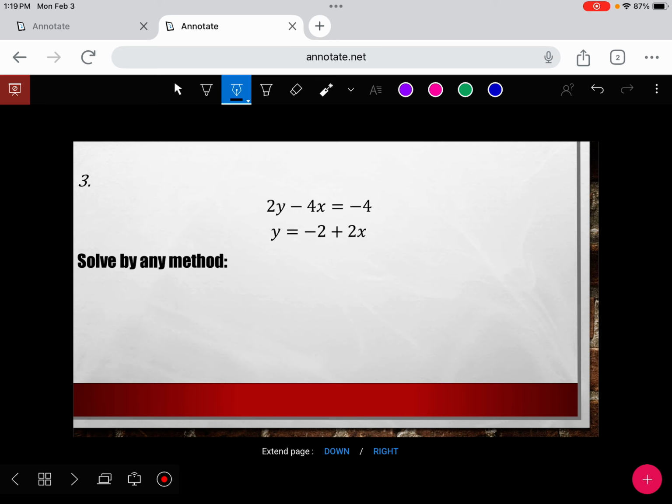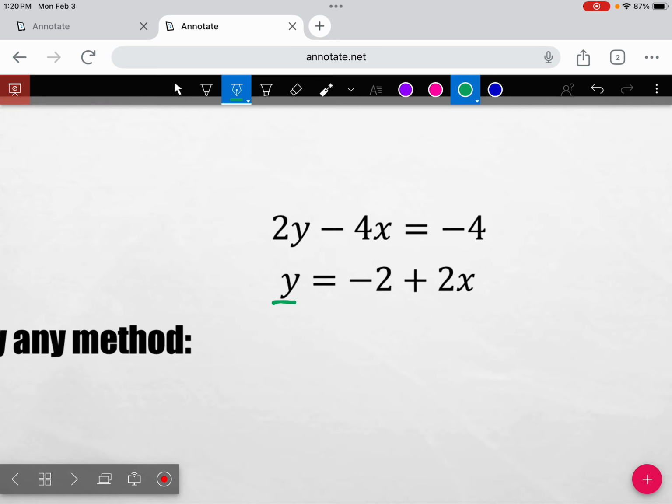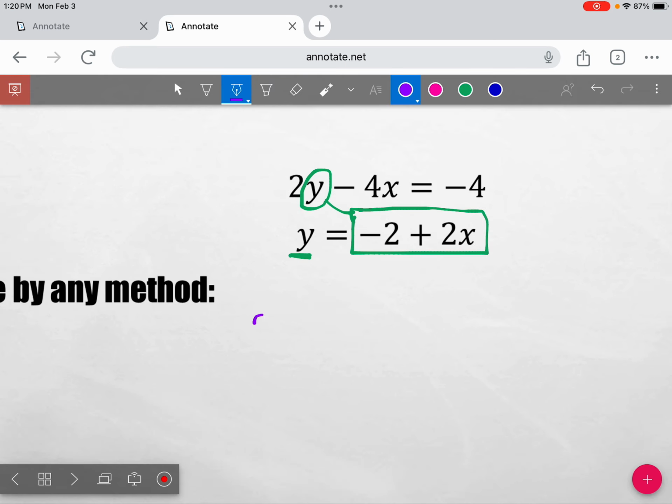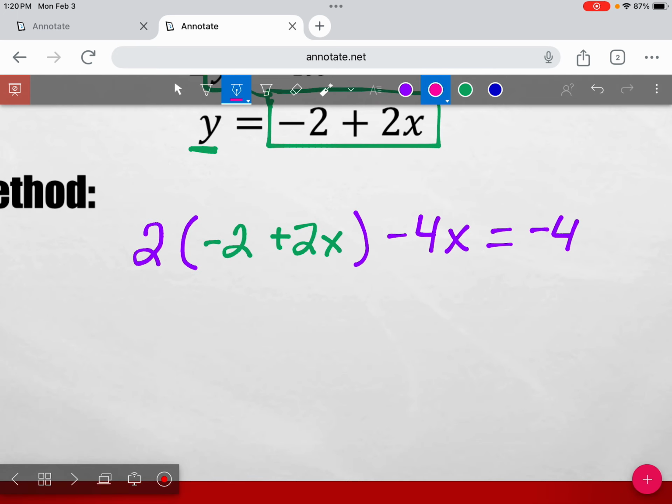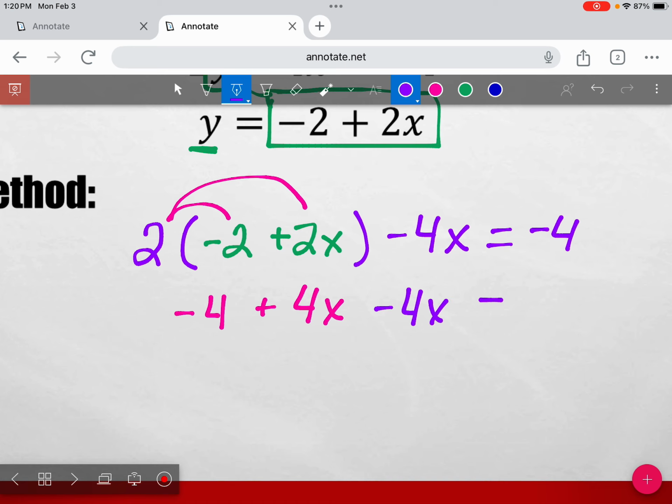If you do this as a substitution, just to talk through it real quick, I have a y equals here. I don't even have to do anything for it. So let's put this through our substitution, where we have 2 times y, which equals negative 2 plus 2x. We're putting that in place of the y. Minus 4x gives us negative 4. If we multiply this out, 2 times negative 2 gives us negative 4. 2 times 2x gives us a plus 4x. Then we have this minus 4x equals negative 4.